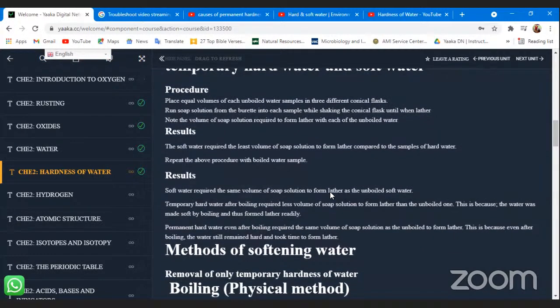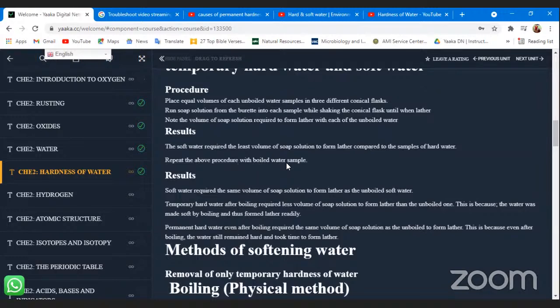Now, for you to carry out such an experiment, here is a procedure. Place equal volumes of each unboiled water sample in 3 different conical flasks. Run soap solution from the burette into each sample while shaking the conical flask until lather is formed. Note the volume of soap solution required to form lather with each of the unboiled water samples. Results: the soft water required the least volume of soap solution to form lather compared to samples of hard water.